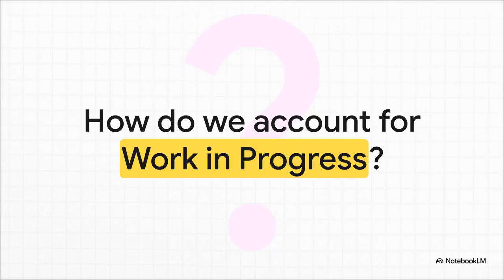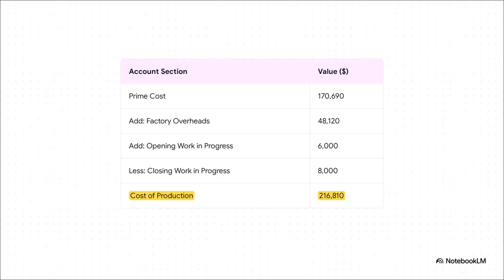We are so close. We've added up all our direct costs, we've got our factory overheads ready to go, but there's one last really clever adjustment we need to make. We have to account for the value of those half-built chairs, the work in progress, at both the beginning and the end of the year. And here it is, the whole shebang. We take our prime cost, we add in all those factory overheads like rent and insurance, then, and this is the clever bit, we add the value of the half-finished chairs we started the year with, and we subtract the value of the half-finished ones we ended the year with. And that finally gives us our magic number, the cost of production.